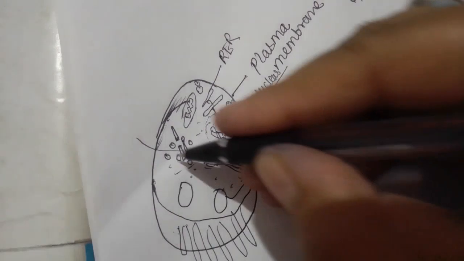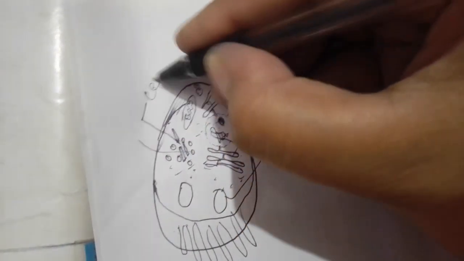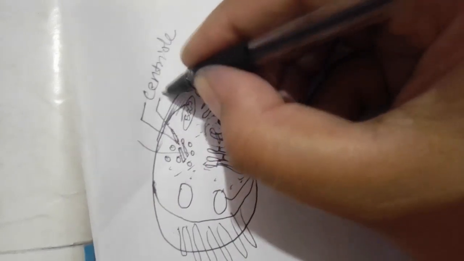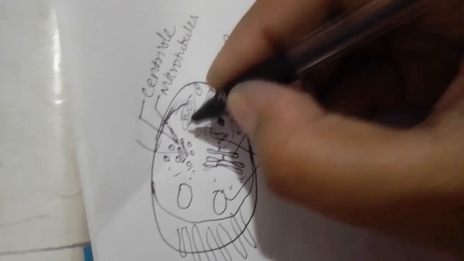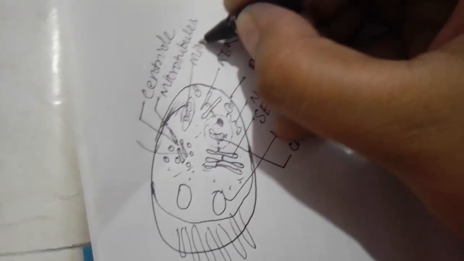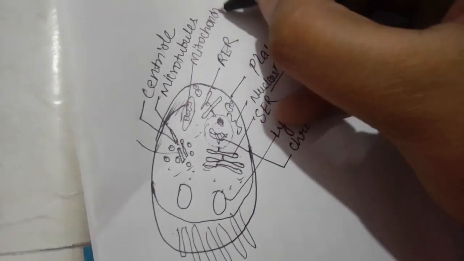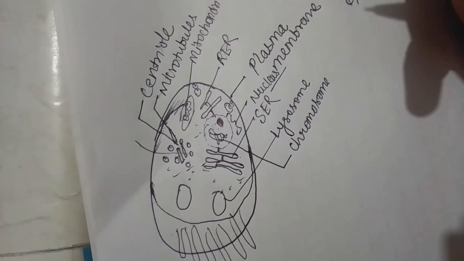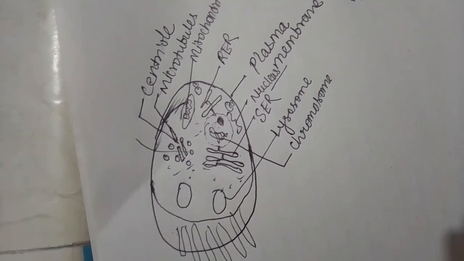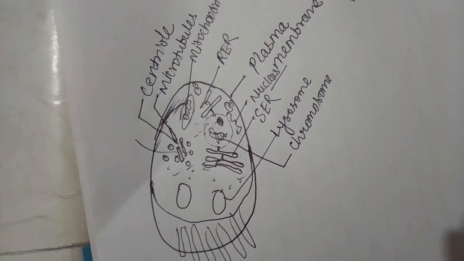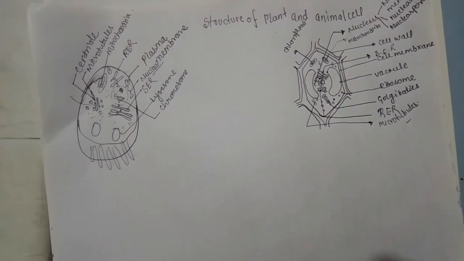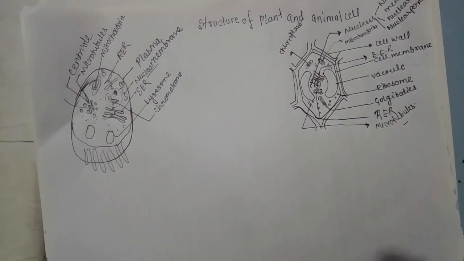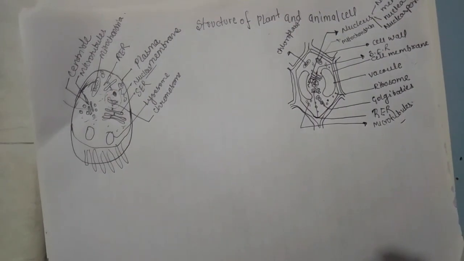And this is your centriole, microtubules, mitochondria, okay. So the major organelle names are over. Now here you can see both structures together. Now let's take the differences between both structures, right?